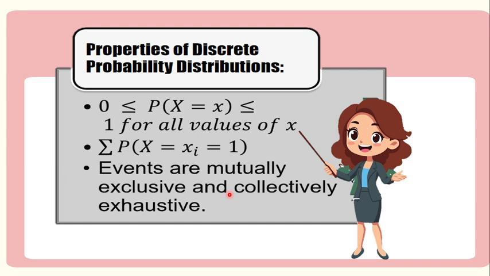We can either get the head or the tails. And thus, they are also called collectively exhaustive. Kasi nga, at least doon sa dalawang choices, may mag-occur na isa. That's what collectively exhaustive means. So I hope you all understand about the properties of discrete probability distribution.